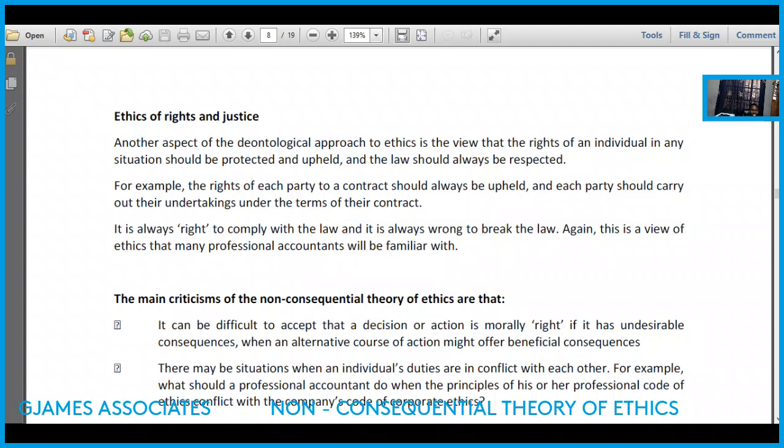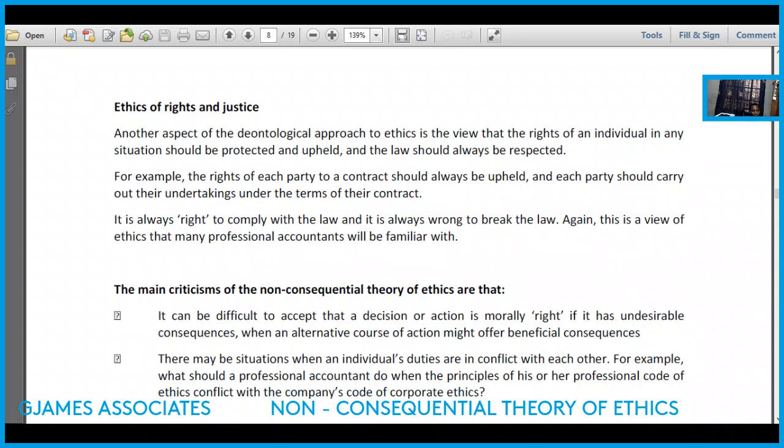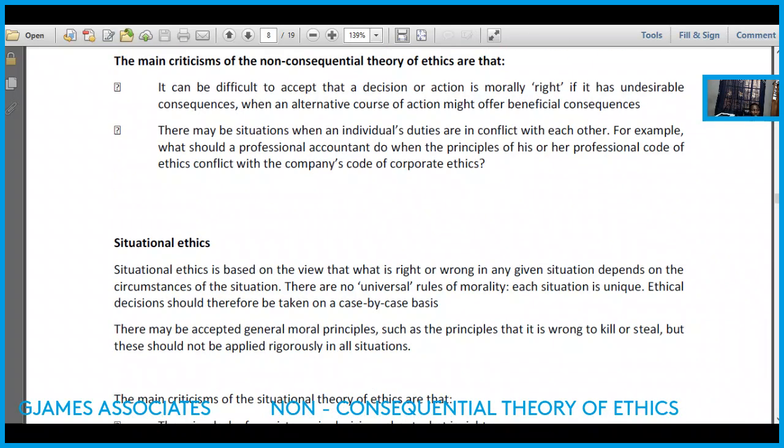So it has main criticism which we can already even co-imagine. And one of it is that it can be very difficult to accept that a decision or action is morally right if it has undesirable consequences. You know that your judgment, you need to kill somebody, and you still go ahead to kill somebody and take the life that you know you cannot create. But that is non-consequential theory of ethics.